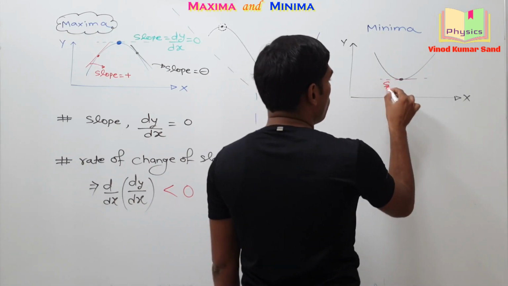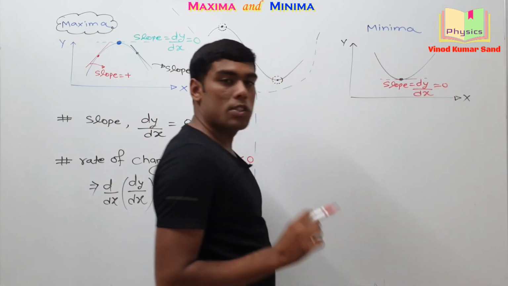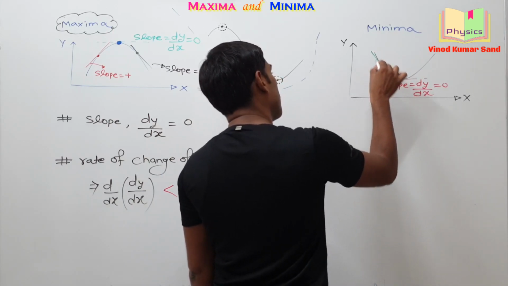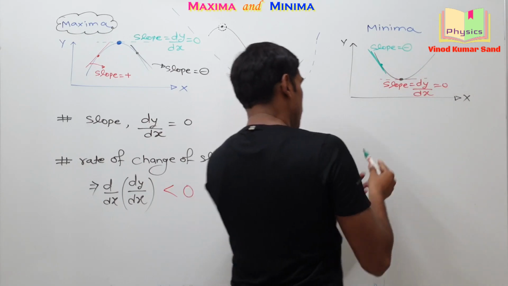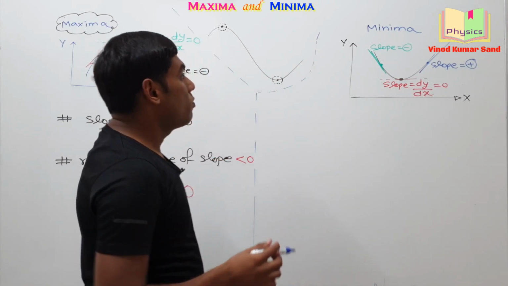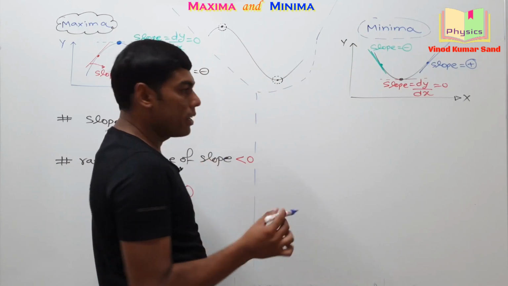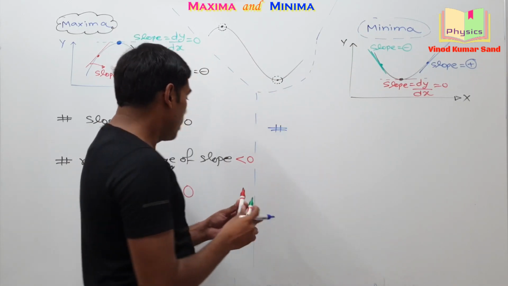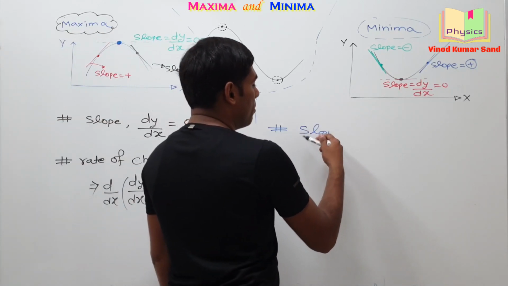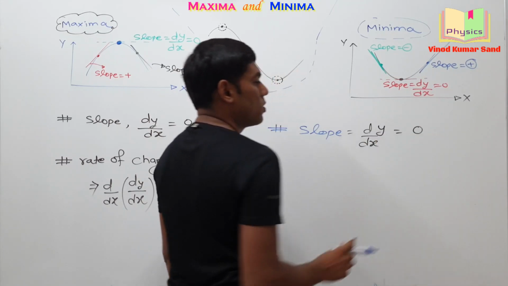At minima, the slope is 0. Slope means d by dx of y, which is 0 here at the minima. And if you check the slope here, then it is negative. And if you check the slope here, then it is positive. So if someone asks us what is the condition for a minima, what should we reply? The first condition for the minima will be identical to the condition for maxima: the slope, d by dx of y, should be equal to 0.